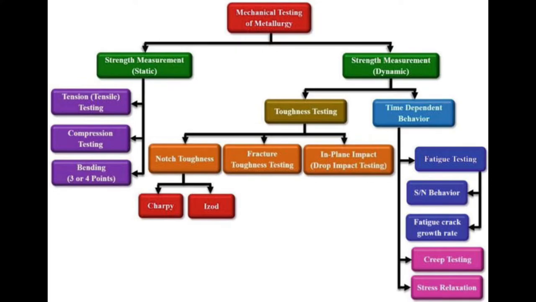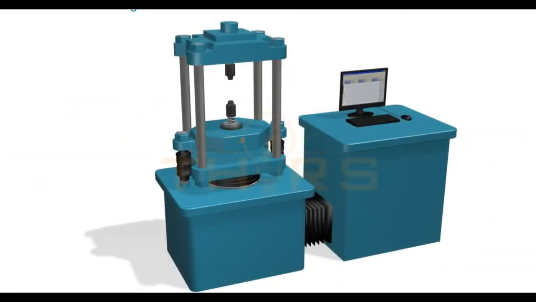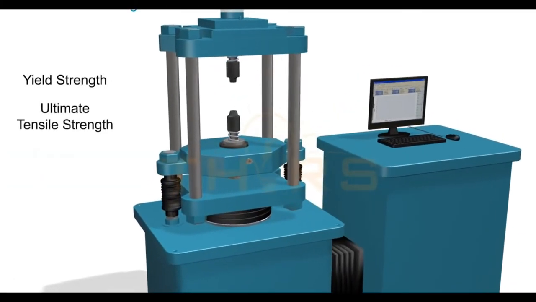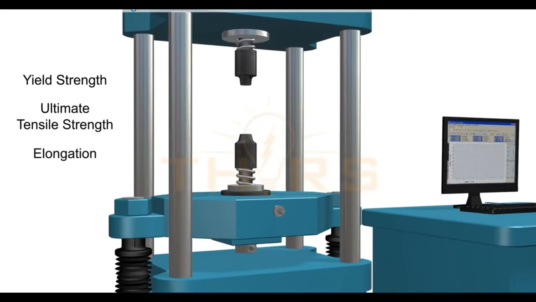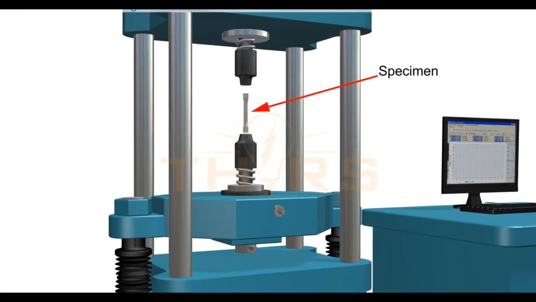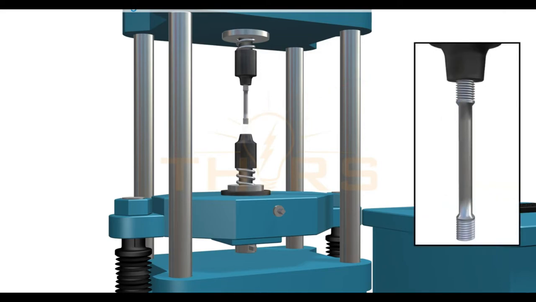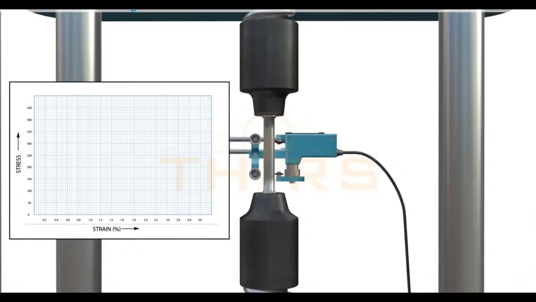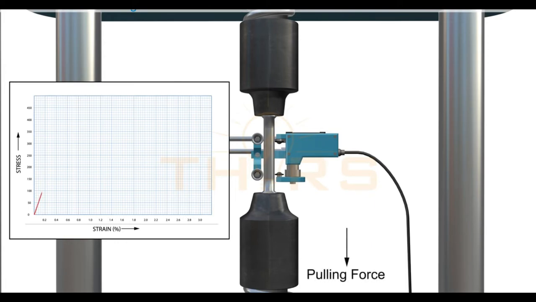Whether a material is suitable for a given application is specified by the material properties. These properties can be measured by using static measurements such as tensile, compression, and bending testing for 3 or 4 points. Tensile testing measures the yield strength, ultimate tensile strength, and elongation of a material to failure. The readings of the tensile test are depicted in the stress-strain diagram, a chart that graphically displays the relationship between the amount of force applied and the elongation it experienced.